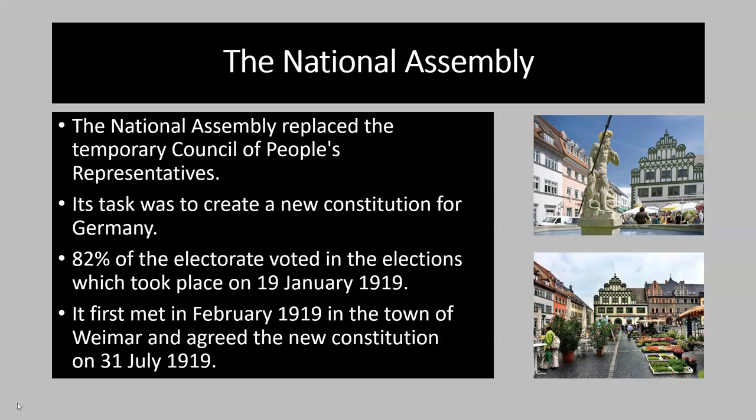The National Assembly met for the first time in February 1919. Because there was so much unrest and violence in Berlin, in fact in January of 1919 there was an attempted communist takeover, it was decided that the National Assembly would meet in the peaceful town of Weimar, which is about 250 kilometres from Berlin. It took them 6 months to agree on the new constitution, by 262 votes to 75. The new republic took its name from the town Weimar.